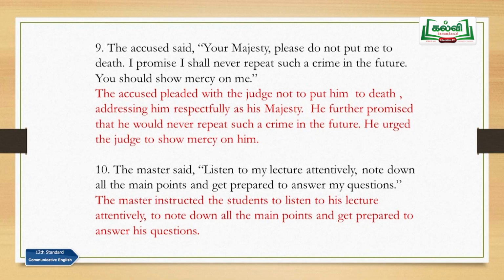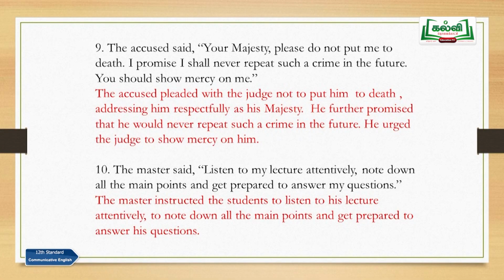Question number 9. The accused said, Your Majesty, please do not put me to death. So here he is begging or pleading the judge not to put him to death. I promise I shall never repeat such a crime in the future. You should show mercy on me. So here you got almost 3 sentences. So try to use proper linkers and try to go in a smooth manner from one point to another.